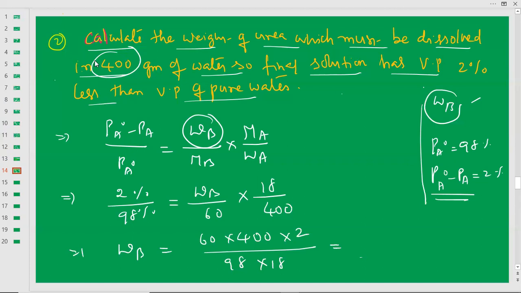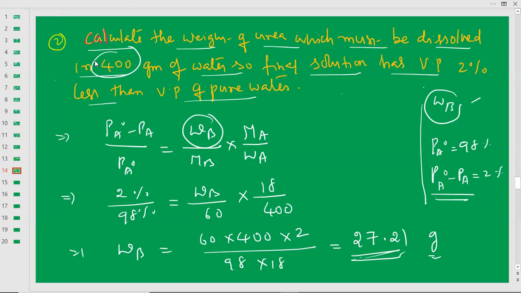$60 into 400 into 2 divided by 98 divided by 18. So what I got is 27.21 grams of urea. The urea mass in the problem is 27.21 grams. So this is the answer.